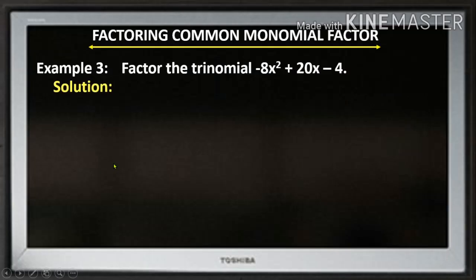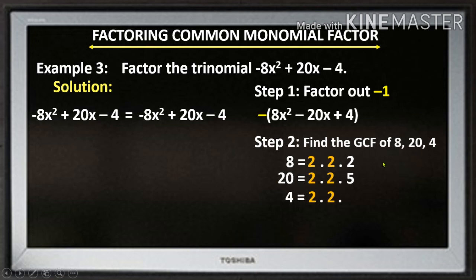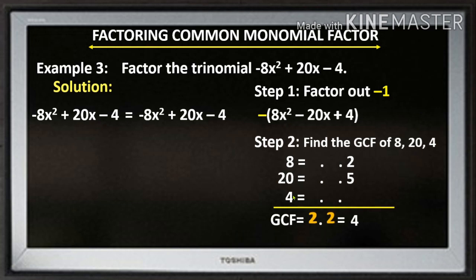Okay, now for our alternative process, again in step 2 we only get the greatest common factor of the numerical coefficients 8, 20, and 4. Okay, so the prime factorization of 8 is 2 times 2 times 2. 20 is 2 times 2 times 5. 4 is 2 times 2 only. Again, 2 is a common factor of 8, 20, and 4, and another 2 is a common factor also of the numbers 8, 20, and 4. So our greatest common factor is 4.